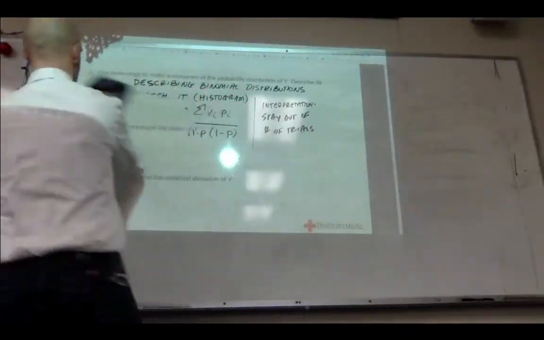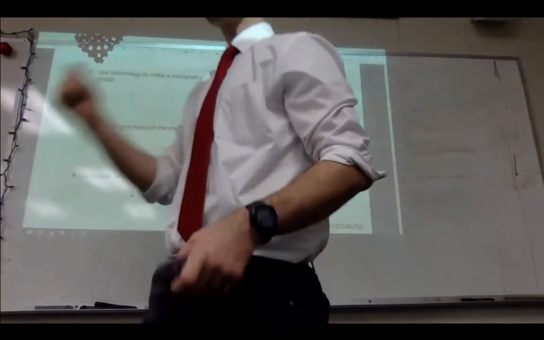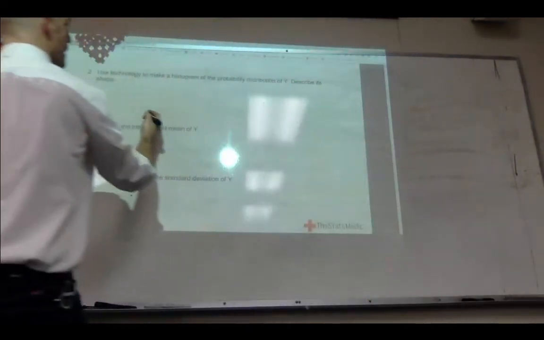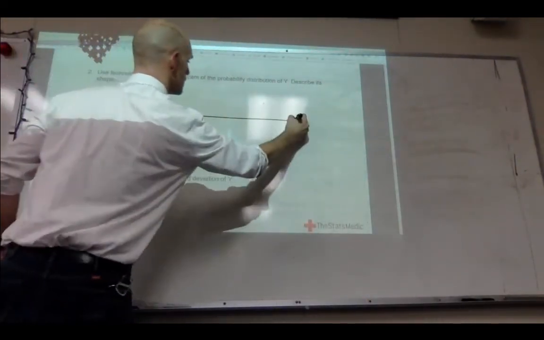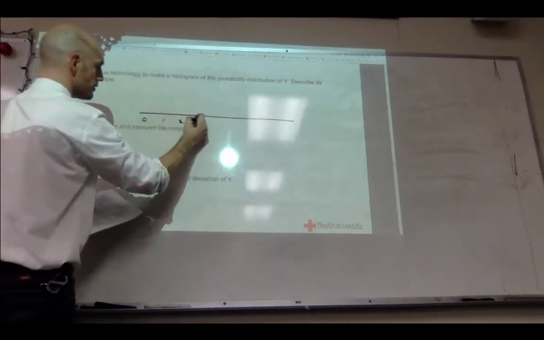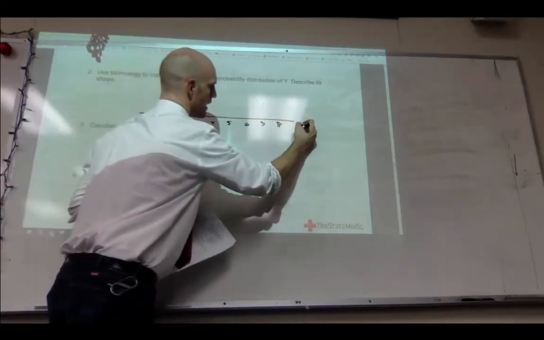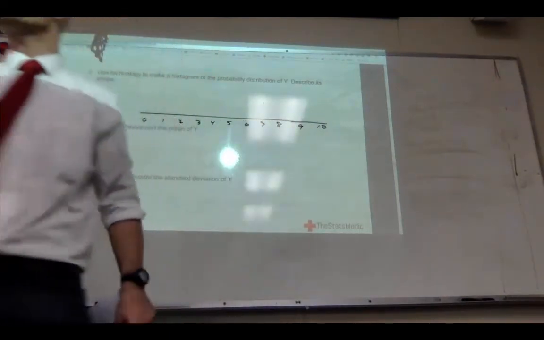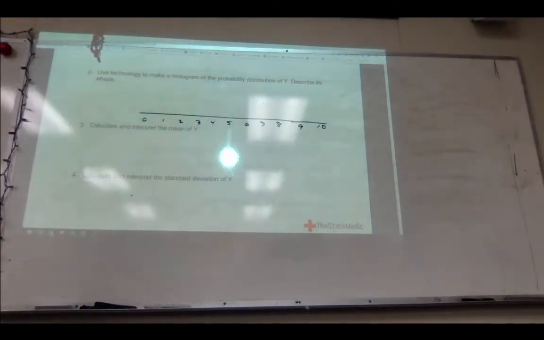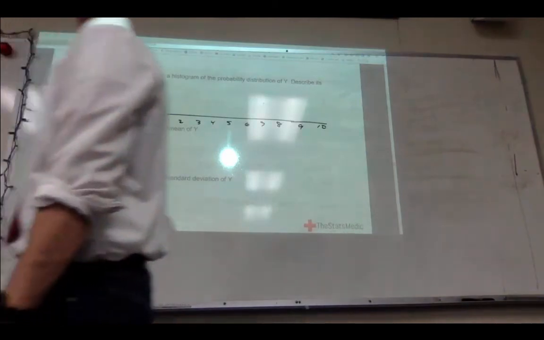So we determined that it was binary. And in this specific situation, we need a histogram. They didn't give us the chart. They didn't give us a histogram. So what's going to go along the bottom here? Correct answers. So 0, 1, 2, 3, 4, 5, 6, 7, 8, 9, 10. Where am I going to get those values? You have to calculate them, right?